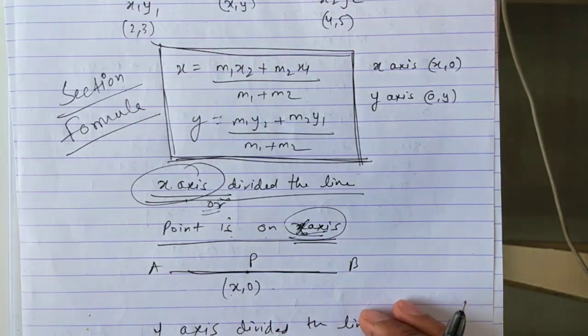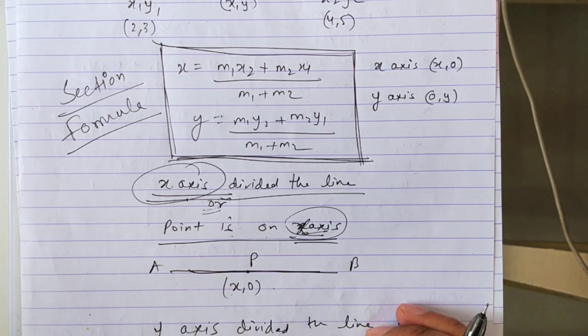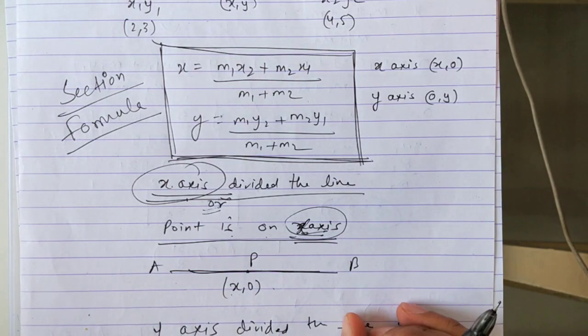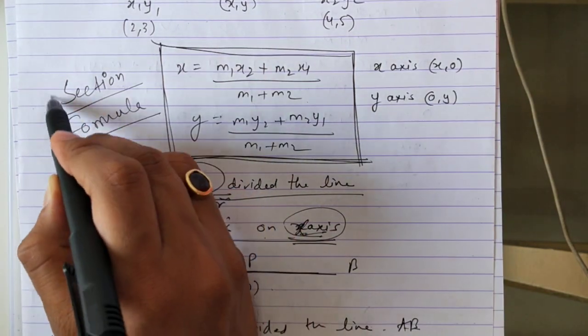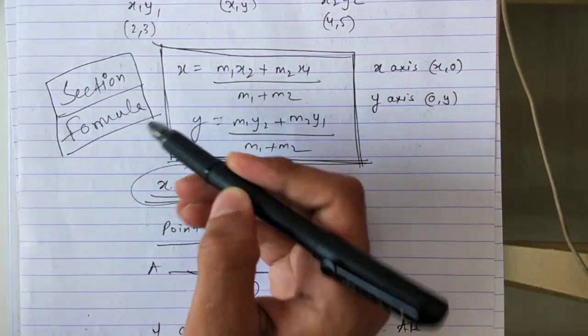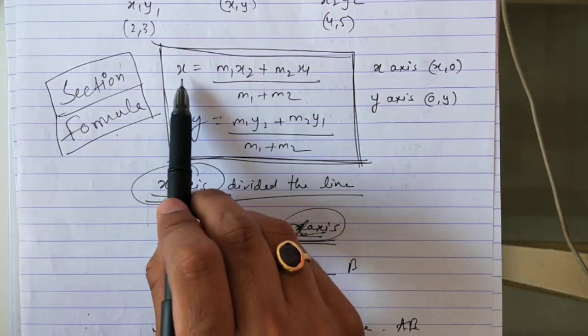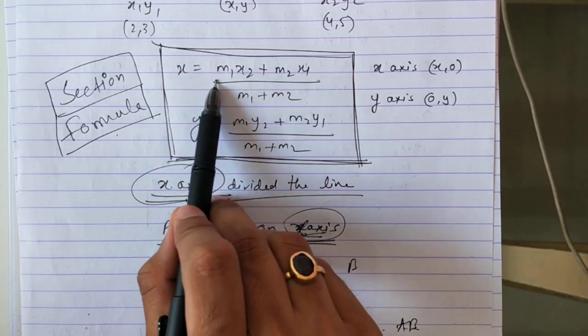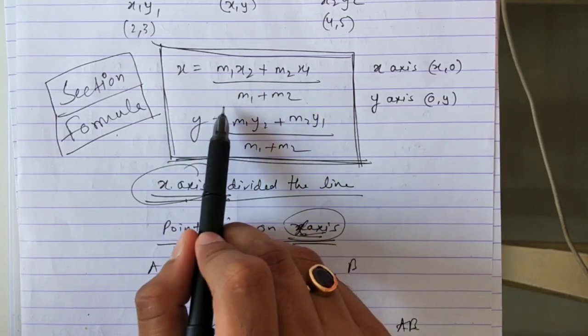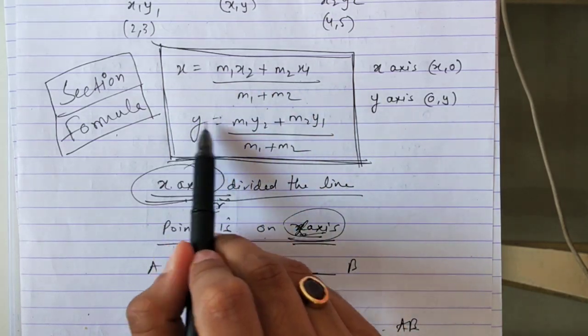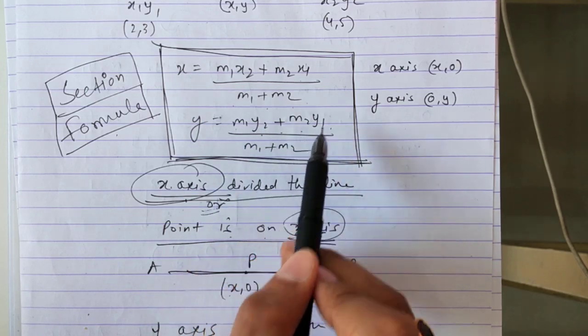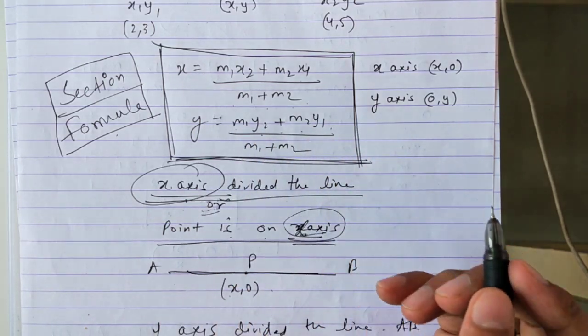Hello students, in the last video we completed the A exercise of section formula. This was the formula for revision. X is m1 x2 plus m2 x1 upon m1 plus m2, okay, and y is m1 y2 plus m2 y1 upon m1 plus m2.